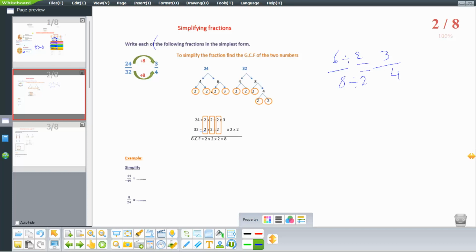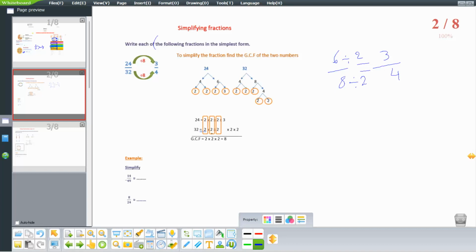All of them are prime numbers. Okay, 32, if we factorize 32, it will be 4 and 8. And let's factorize again. 4 is 2 times 2, and 8 equals 2 times 4. Let's factorize 4 again. It will be 2 and 2. So 24 equals 2 times 2 times 2 times 3. And 32 equals 2 times 2 times 2 times 2 times 2.